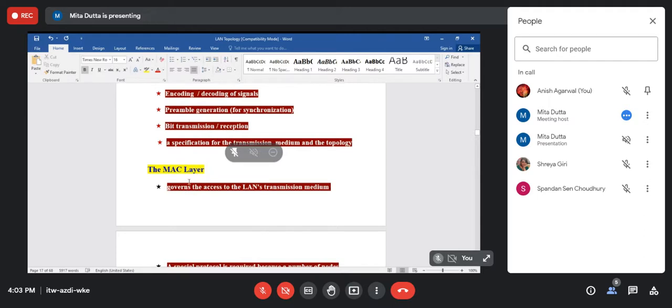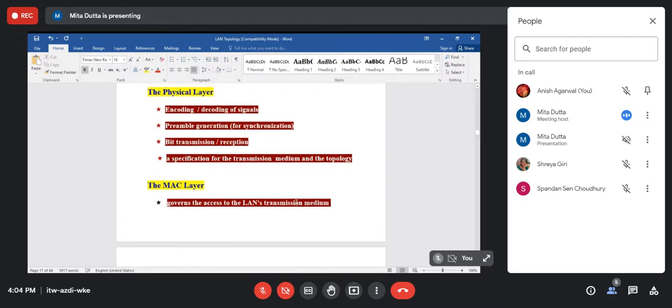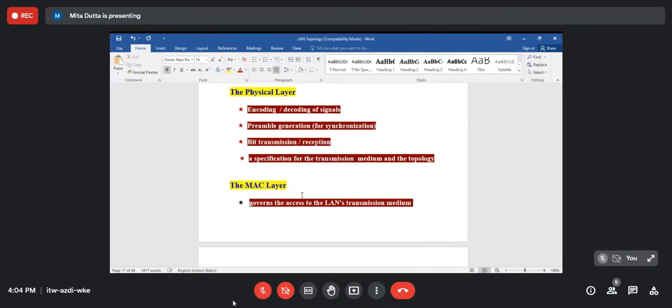Now the MAC layer governs the access to the LAN transmission medium. How the workstation will access the medium to send the information is decided by the medium access layer in the LAN protocol architecture, which we call the IEEE 802 reference model. And here we are using several different protocols.